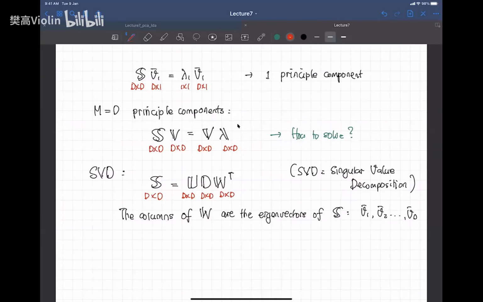So you have to know S, because S is again known. This is known. Otherwise, we will not be able to do the SVD. Any questions so far?